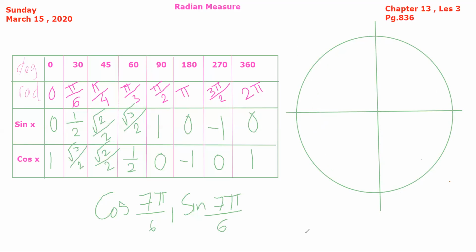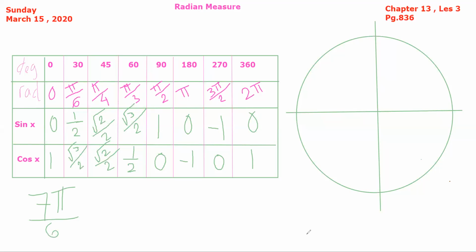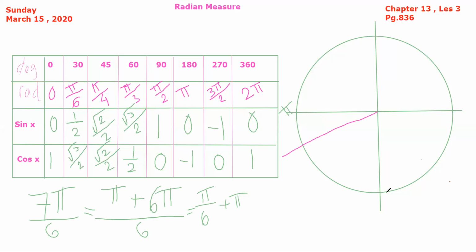So, to solve like this, you have to know that 7 pi over 6 is pi plus pi over 6. It is pi plus 6 pi over 6... so it is pi over 6 plus pi. So I will rotate from pi. Here I have pi. I rotate from pi with pi over 6. So here we have pi. I will rotate now with pi over 6.